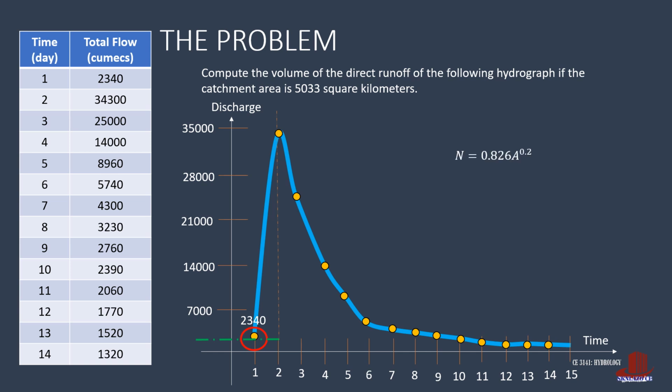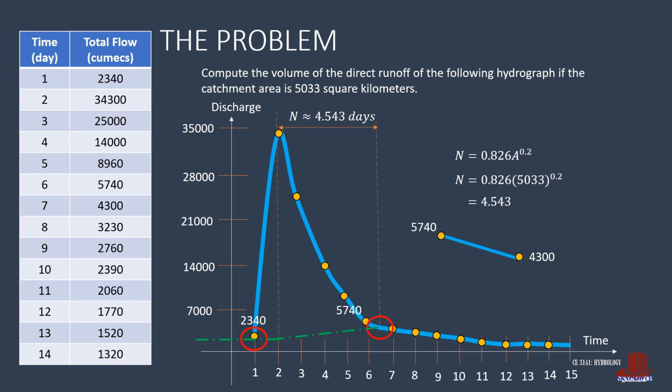With N as 0.826 of the area raised to 0.2, the end of runoff is taken as 0.826 times 5,033 raised to 0.2, which is 4.543 days from peak discharge. This is like at T of 6.543 because the peak discharge is at T of 2 days. Connect the separator from peak discharge to the end of runoff.